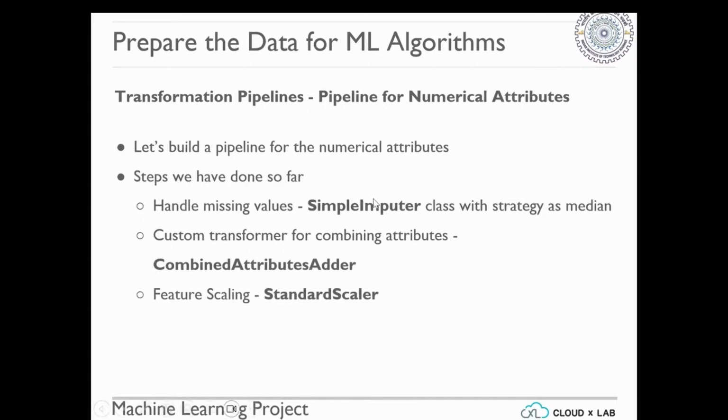So, for example, let's say we want to do these three operations. We want to impute some missing values, because missing values can be there in our data set. So we want to fill out those missing values, and then we want to add some new attributes to our data set. For example, we want to add two new extra attributes, and after adding extra attributes, we want to do feature scaling, right?